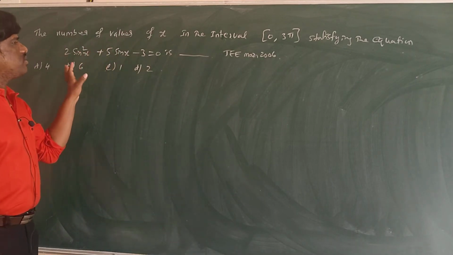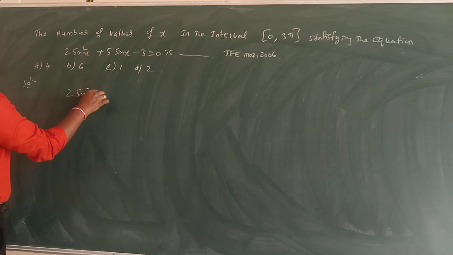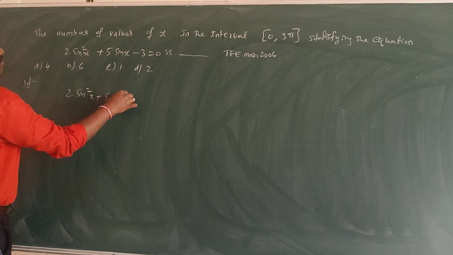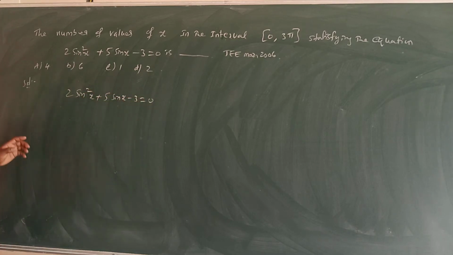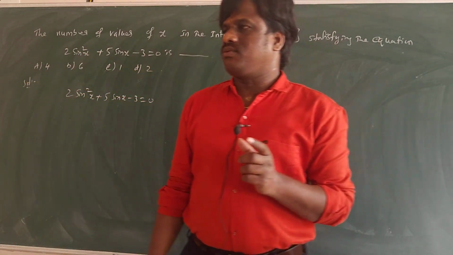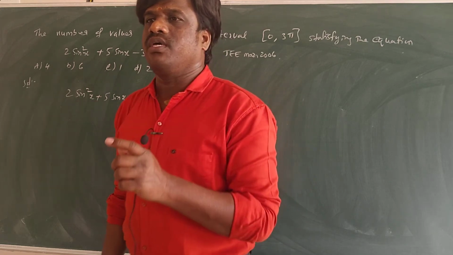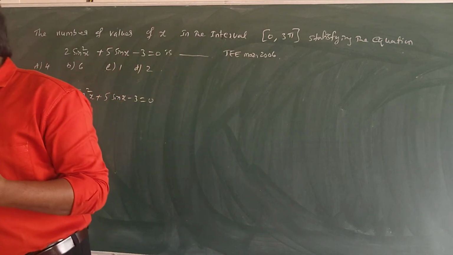So let us take the equation, 2 sin square x plus 5 sin x minus 3 is equal to 0. I told you already, when you have a quadratic form, either you have to split them or you have to use the formula. So what you have to do here now? You have to split them.